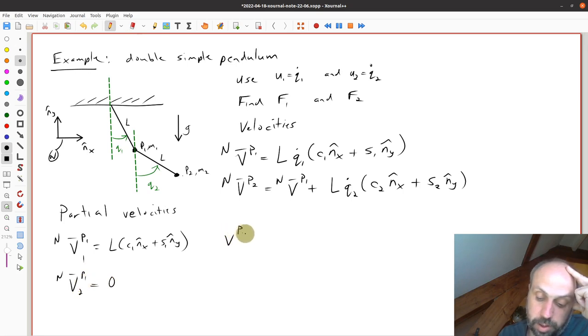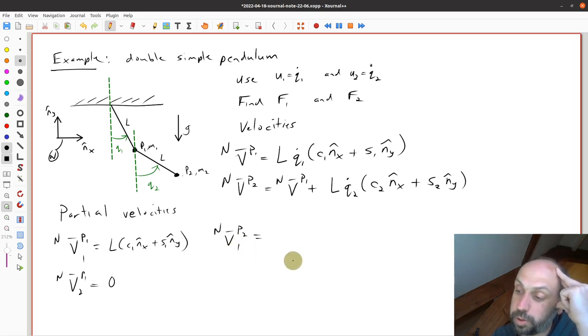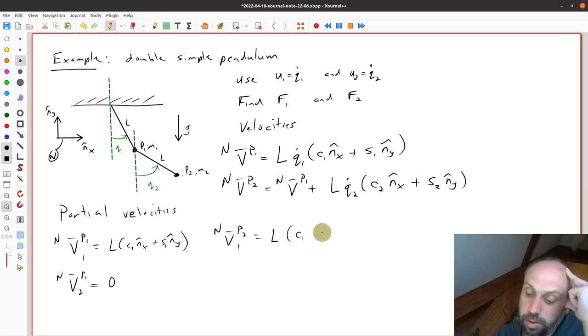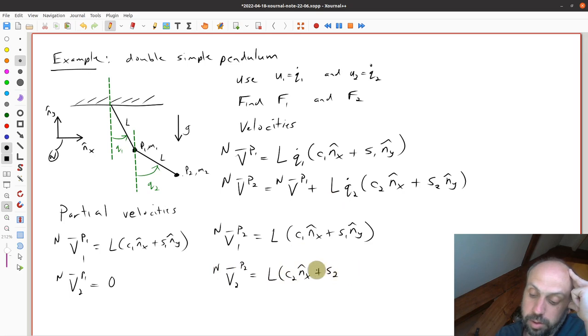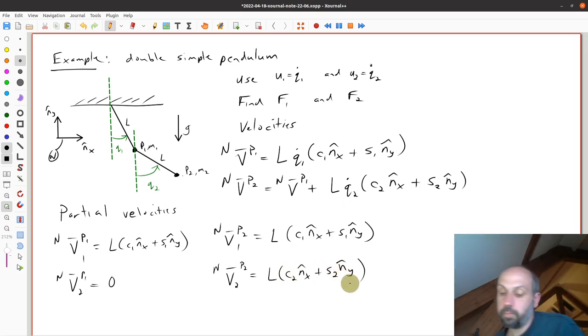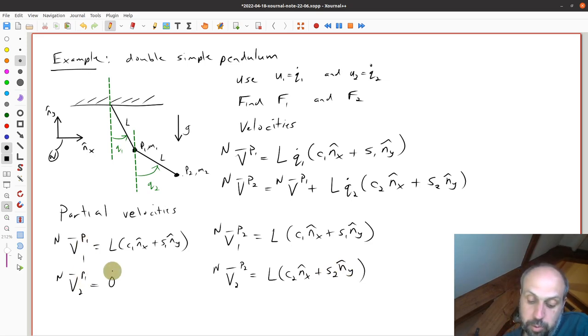And then we've got the velocity of P2 in N, partial velocity with respect to the first generalized speed. And that will be the same as the other particle because it has the same velocity in it: L c1 nx plus s1 ny. And then the partial velocity with respect to the second generalized speed for the second particle is going to be L times c2 nx plus sine of q2 ny. So those are the partial velocities that we're going to need. We've got both particles and two generalized speeds there.